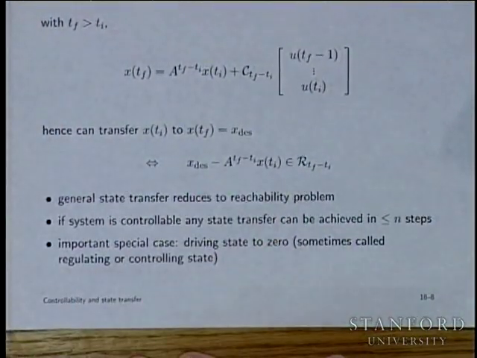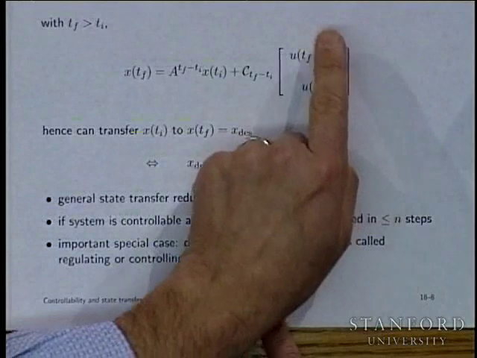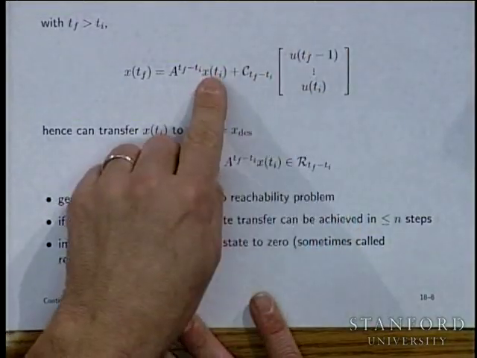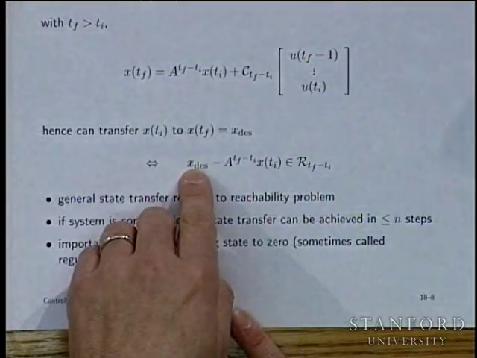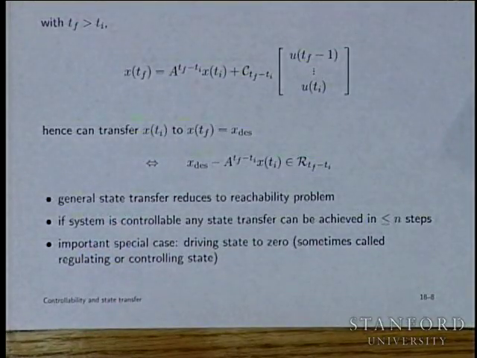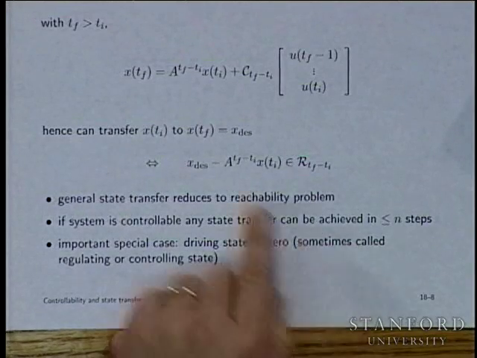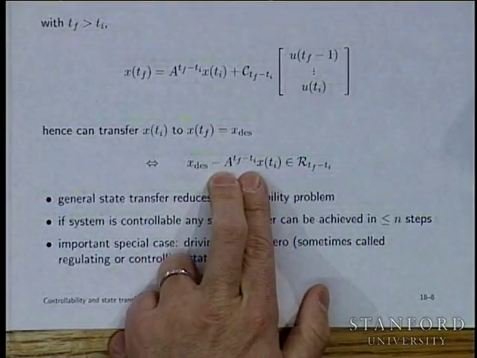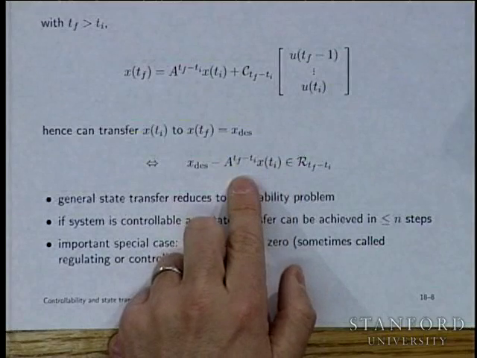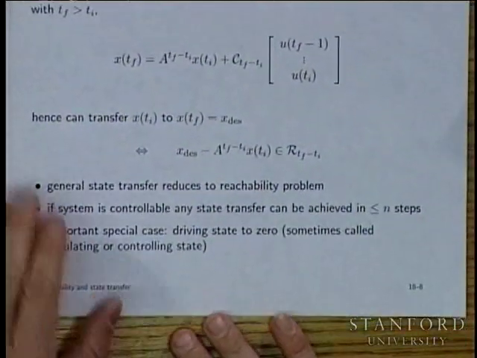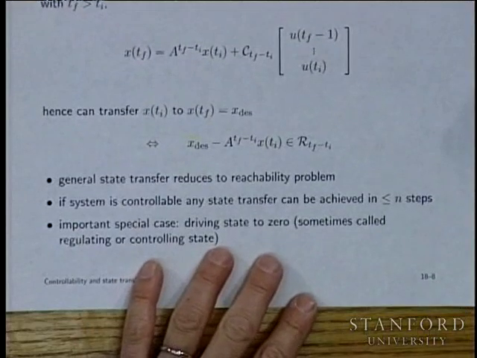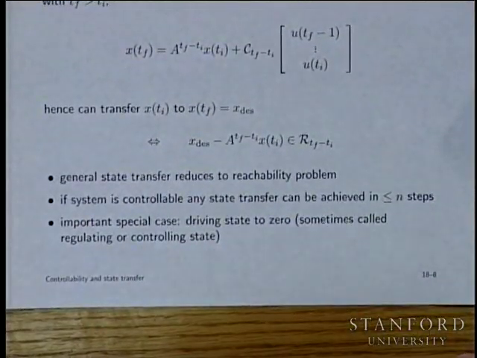Another way to say it is something like this. If you want to transfer from x of t initial to some x desired, it says don't aim at x desired. What you do is pretend you're starting from 0 and aim for this point, which takes into account the drift dynamics. So that's kind of what you want to do. General state transfer reduces to a reachability problem.